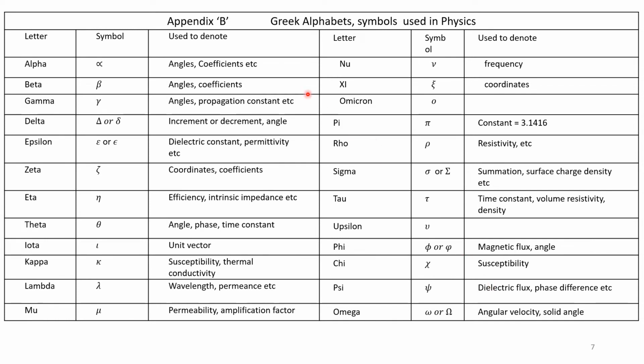This appendix B shows the Greek alphabets and symbols used in physics. You simply go through it and you can note down in your records. These will be used as and when you come across these subjects. Like the Greek letter alpha is used for angles and coefficients, nu is used for frequency, beta is also used for angles and coefficients, and so on. So note them down for your reference purposes. This is given as appendix B.